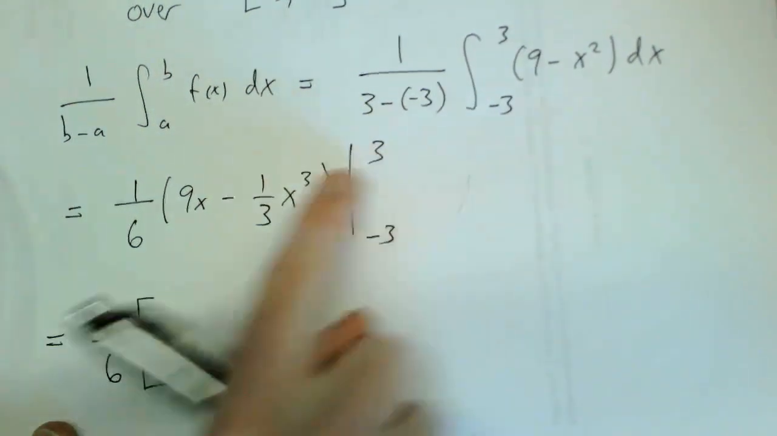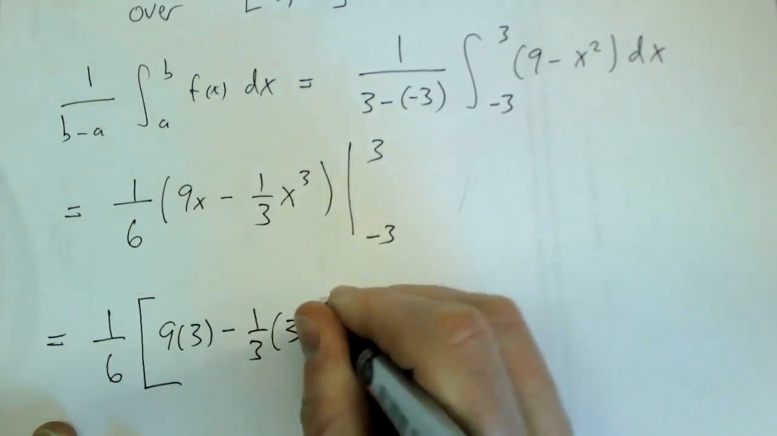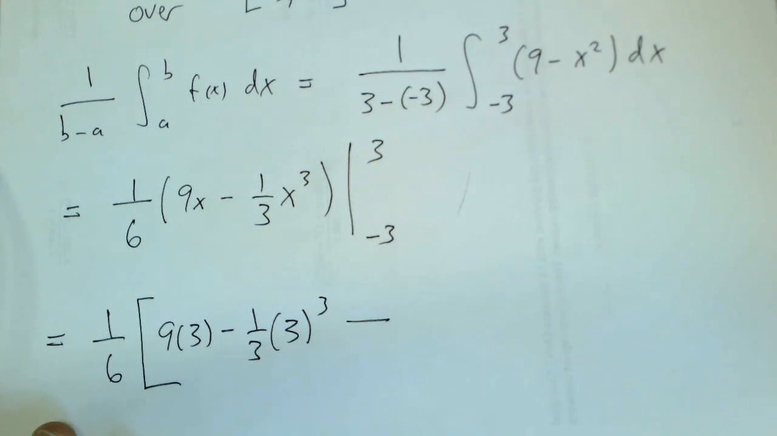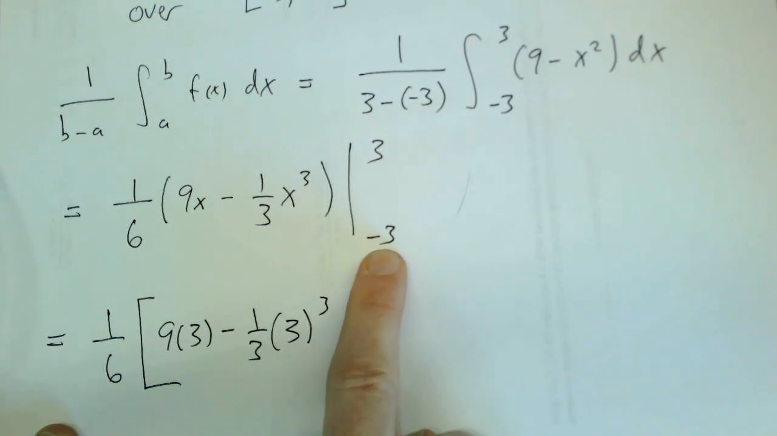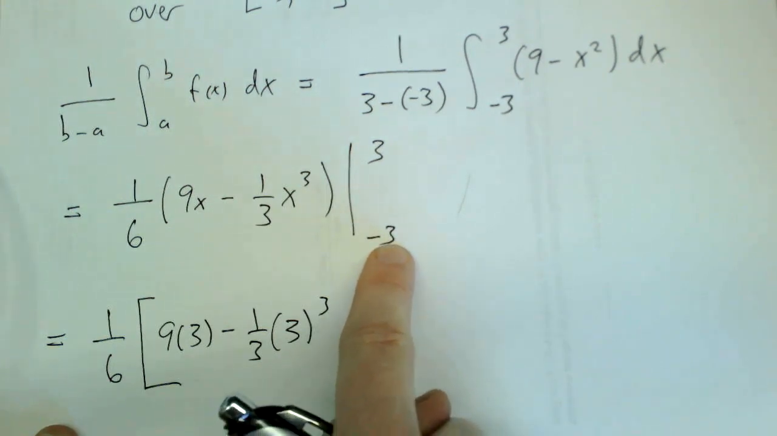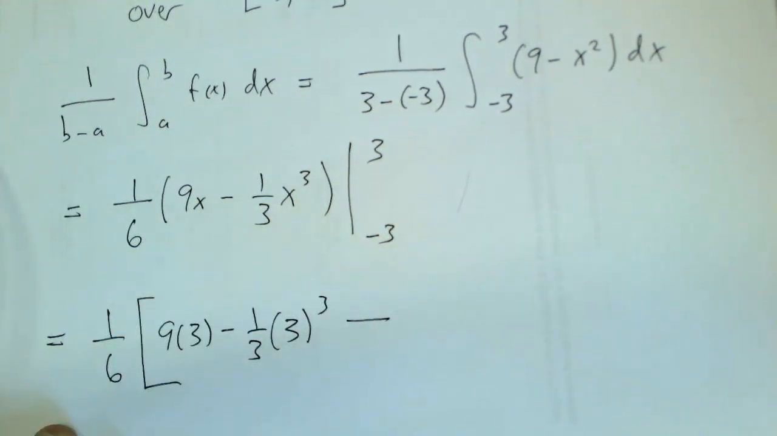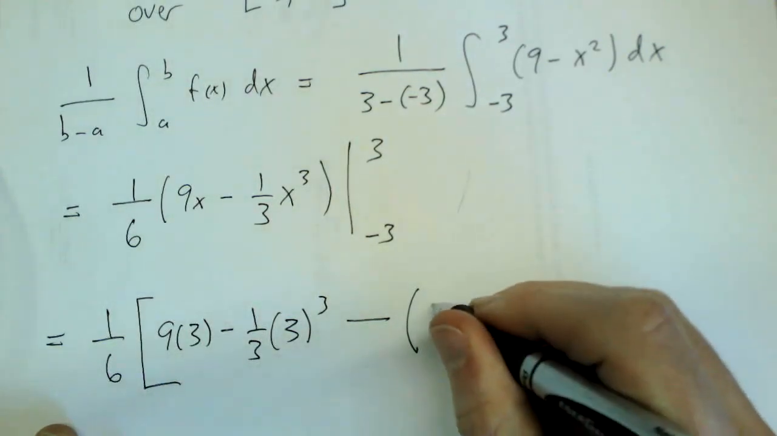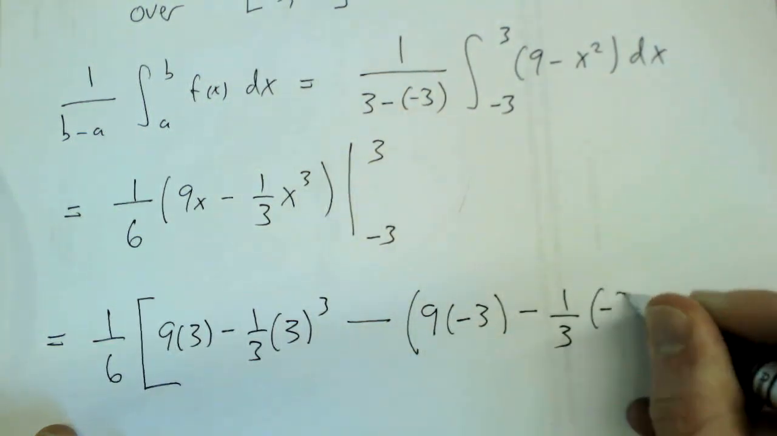So, okay, what do I do? I plug 3 into this function. So that's 9 times 3 minus 1/3 times 3 to the third. Minus, and now we have to be careful, it's supposed to be minus this entire expression evaluated at -3. But if you're going to subtract this entire expression evaluated at -3, you better make sure that that minus sign is applied to both terms. Which could be done by using another set of parentheses. So minus quantity 9 times -3 minus 1/3 times -3 to the third.